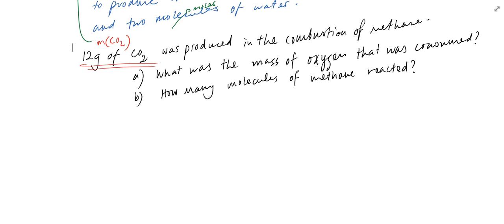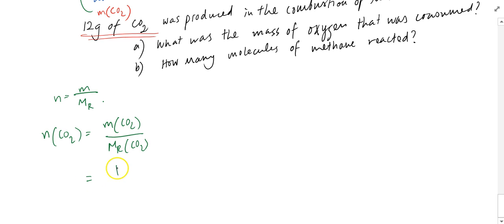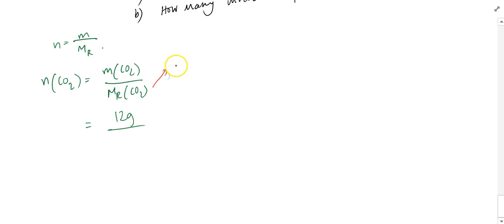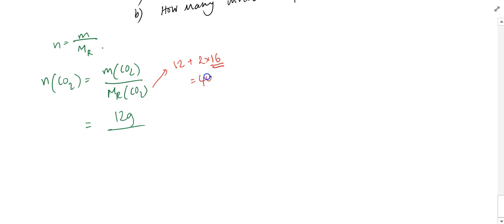So we have a mass of carbon dioxide. We can very easily convert that into number of moles by using this formula here. So n is number of moles, m is mass, and Mr is molar mass. So the number of moles of carbon dioxide equals mass of carbon dioxide over molar mass of carbon dioxide. Actually, we want to find number of moles. We have the mass is 12 grams. The molar mass of carbon dioxide is going to be 12, which is the molar mass of carbon, plus 2 oxygen atoms. So each oxygen atom is 16 grams per mole according to the periodic table. And so when you add that together, that's going to become 44 grams per mole. And this goes here.